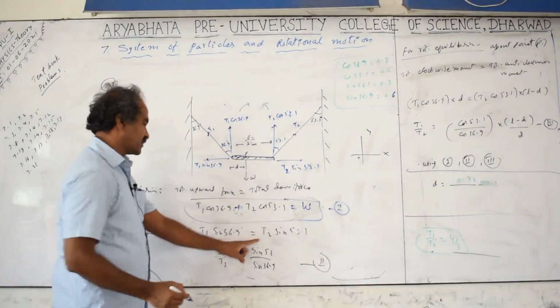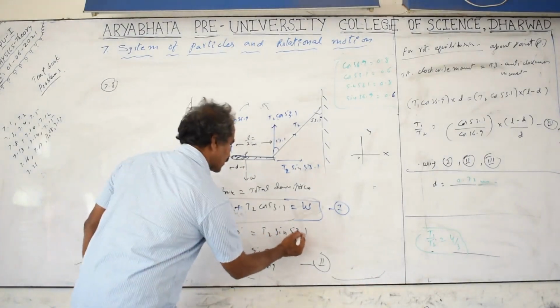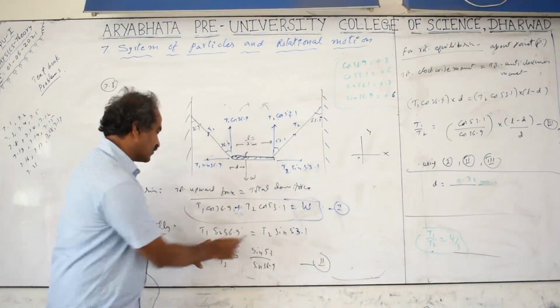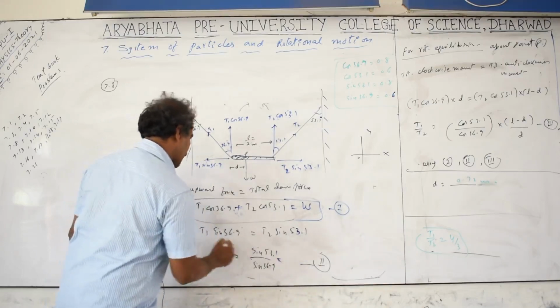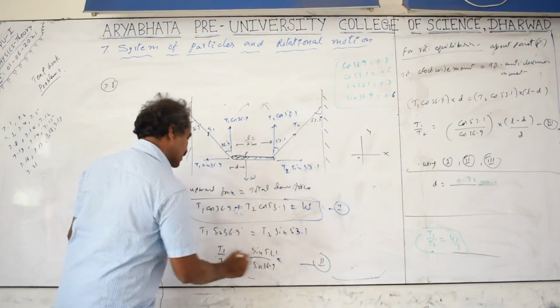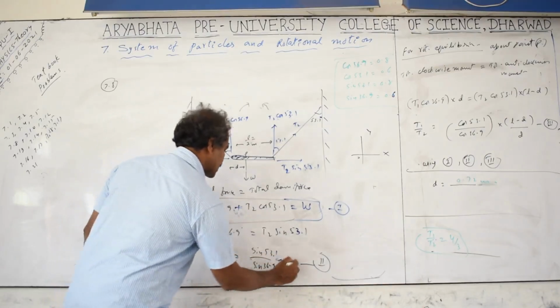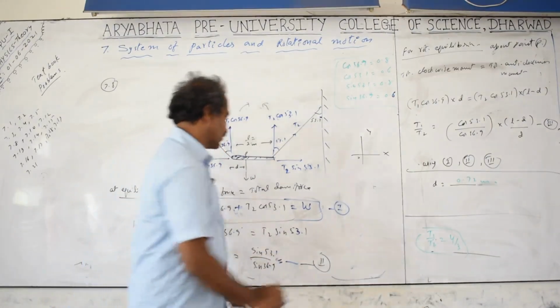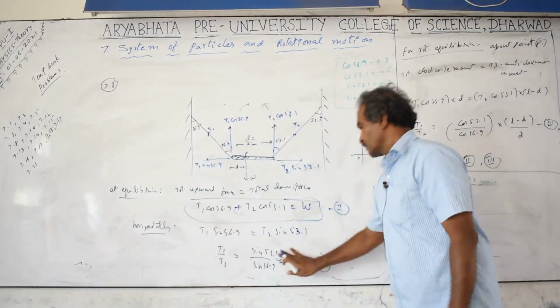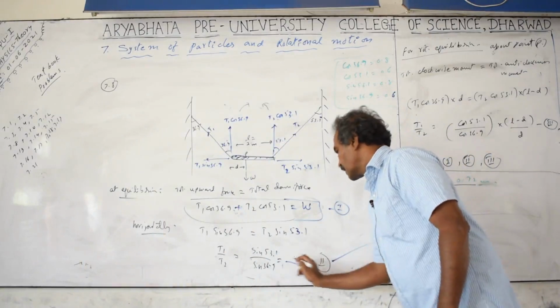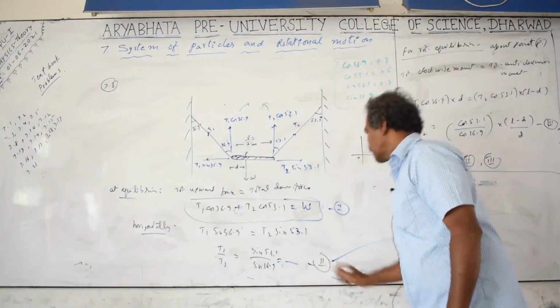So in that case, the T1 by T2 ratio gives the relationship equal to sin 53.1 by sin 36.9. You have to calculate how much it is. The result will be 4 by 3. This value will be 4 by 3. This is equation 2.